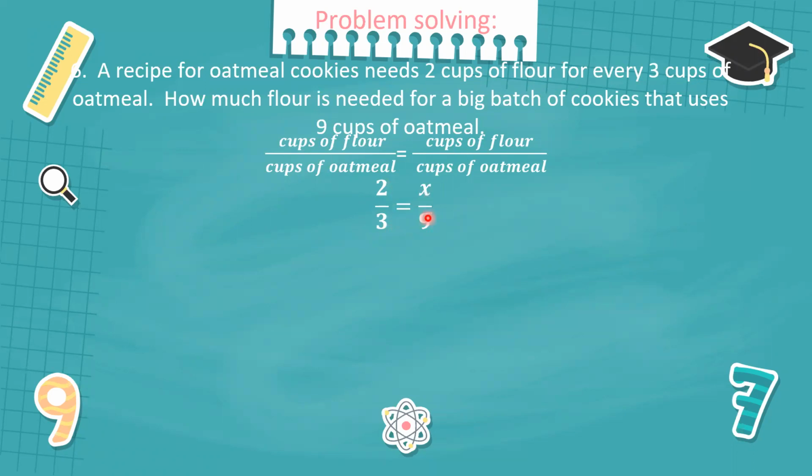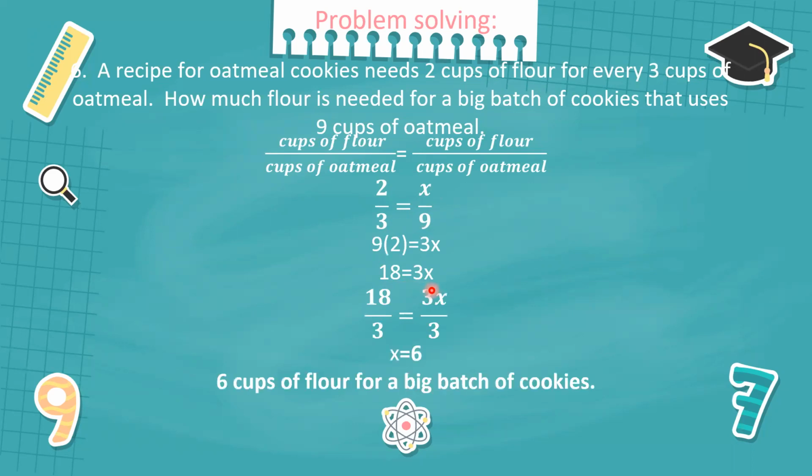So bakit siya x over 9? Because we're looking for the cups of flour for a big batch of cookies if we have 9 cups of oatmeal. So let's just cross multiply. That would be 9 times 2 equals 3 times x. So 9 times 2 is equal to 18. 18 equals 3x. So let's divide both sides by 3. x is equal to 6. So we need 6 cups of flour for a big batch of cookies.